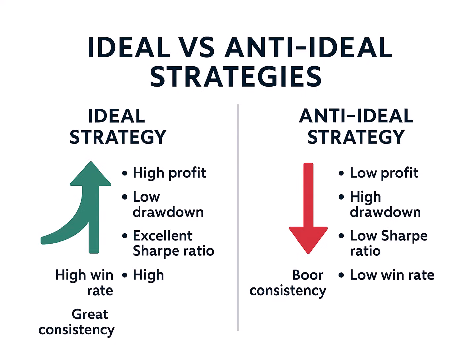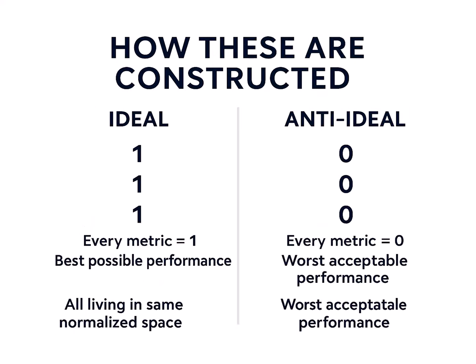If you remember, all our metrics were normalized between 0 and 1. And constructing the ideal and anti-ideal becomes very simple. The ideal strategy is just a vector of all ones, so every metric is equal to 1. And the anti-ideal strategy is a vector of all zeros, so every metric is 0 in this case. And now we have all this information living in the same normalized weighted space. We have three things: the real strategy score, the ideal strategy score, and the anti-ideal strategy score.